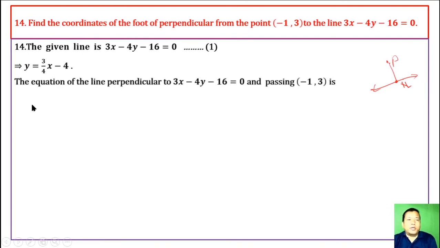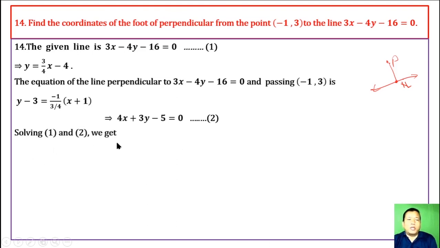Solving for y, we get this. The equation of the line perpendicular to this line and passing through the point (minus 1, 3) is y minus y1 equal to the slope of the required line, which is minus 1 divided by the slope of the above line, that is 3 by 4, times x minus x1, which is x plus 1. Cross multiply, and we get equation 2.